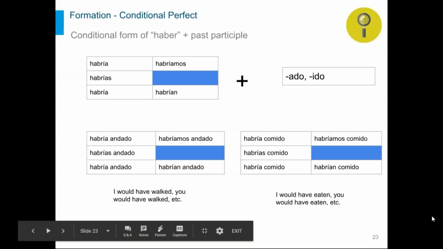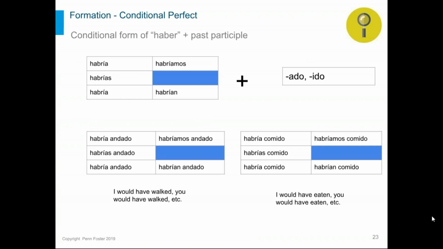And the way that is formed is by using the conditional tense form of haber, which is shown on the top left chart. Looks a lot like the imperfect, but there's a difference here. This form has an R, where the imperfect había does not have that R. So habría, habrías, habría, habríamos, and habrían. I would have, you would have, he or she would have, etc. Whatever it is they would have done, like walked or eaten, are two examples, can be filled in this case as regular past participles. And again, irregulars still fit, just like all the other perfect tenses.